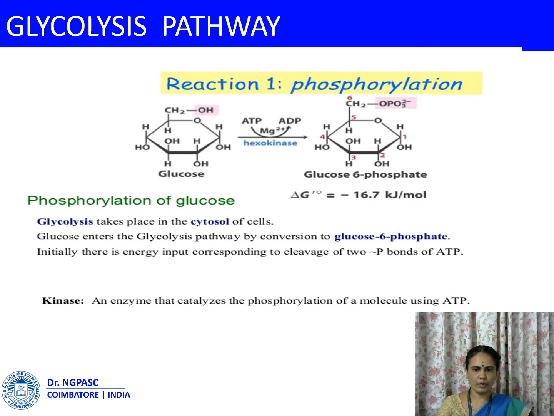Reaction 1 is phosphorylation, where glucose is phosphorylated to glucose 6-phosphate. Glycolysis takes place in the cytoplasm of cells, and glucose enters the glycolysis pathway by conversion to glucose 6-phosphate. Initially, there is an energy input corresponding to cleavage of the phosphate bond of ATP. The enzyme involved in the catalysis is kinase or hexokinase, which catalyzes the phosphorylation of a molecule using ATP.